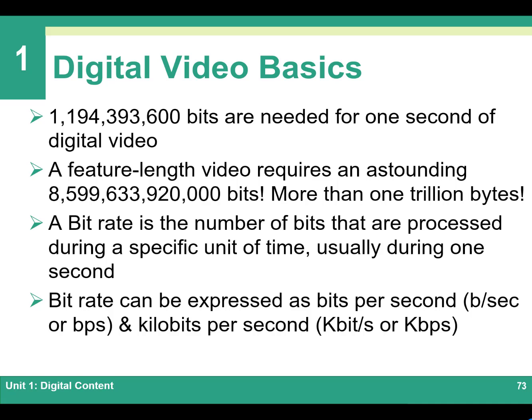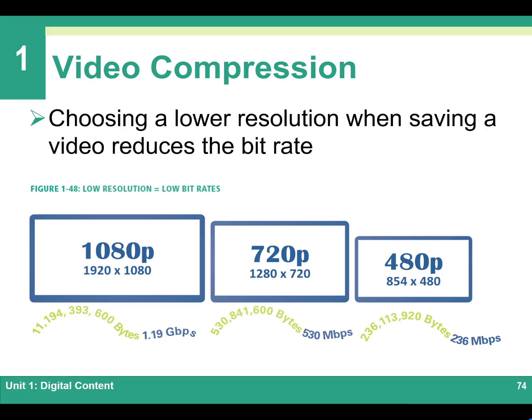The bit rate is the number of bits that are processed during a specific unit of time, which is usually 1 second. So if you see something with a KBS, no, yeah, that'd be kilobits per second. K bits would be thousands of bits per second. A higher bit rate generally would indicate probably a better image.